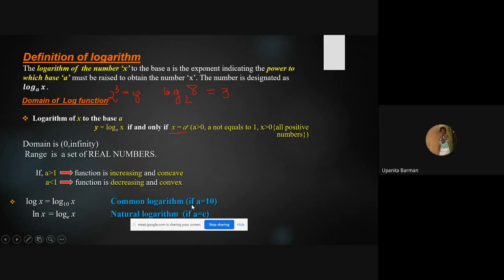If the base is equal to 10, which is if a is equal to 10, we call it a common logarithm. And if a is equal to e, we call it a natural logarithm, which is also represented as ln x or log x to the base e.